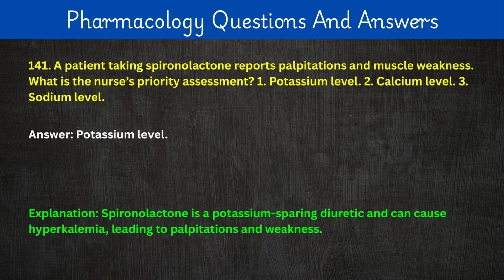141. A patient taking spironolactone reports palpitations and muscle weakness. What is the nurse's priority assessment? 1. Potassium level. 2. Calcium level. 3. Sodium level. Answer. Potassium level. Explanation. Spironolactone is a potassium-sparing diuretic and can cause hyperkalemia, leading to palpitations and weakness.